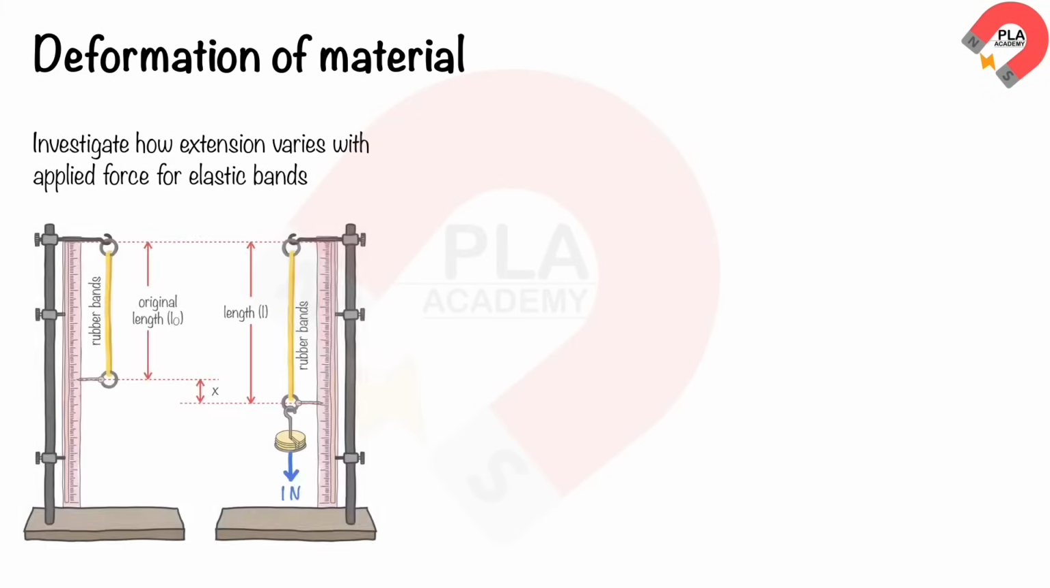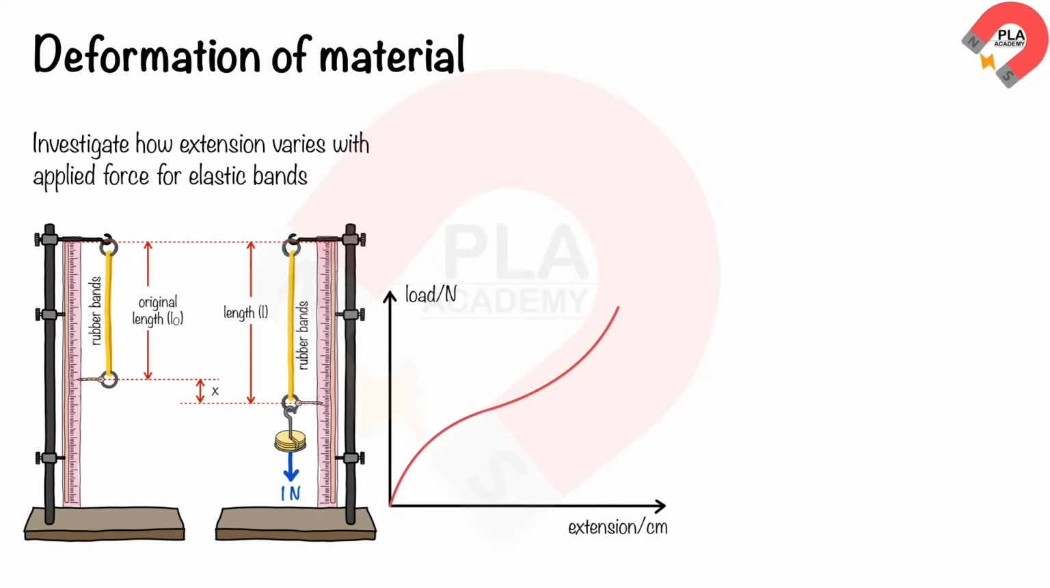Investigate how extension varies with applied force for elastic bands. We set up the apparatus as shown to investigate how an elastic band stretches under load. If you stretch an elastic band with increasing load forces, we get a graph of load against extension as shown. The graph is not a straight line, showing that elastic bands do not obey Hooke's law.